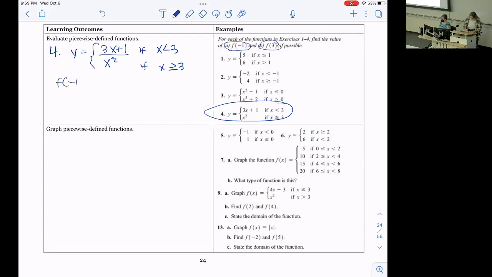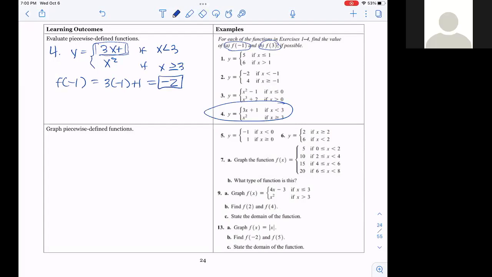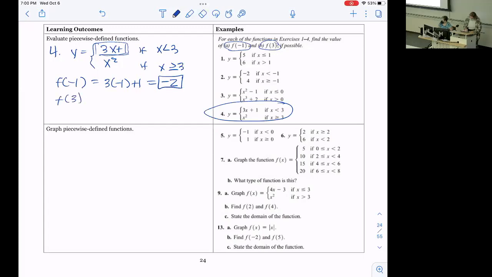So for f of -1, we know that since -1 is less than 3, we're gonna want to use this top equation here. So when we plug in -1, we'll have 3 times -1 plus 1. So -3 plus 1 is -2. And that will be our answer for f of -1. Are there any questions about how we know that we're gonna use the top equation for this x?